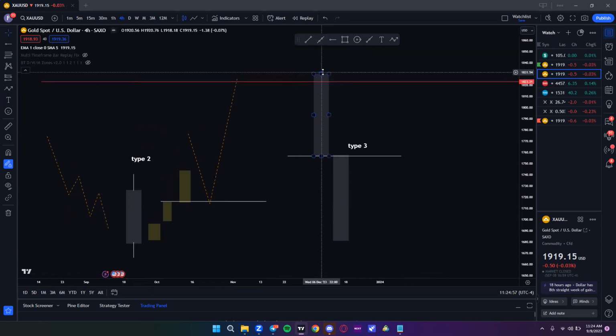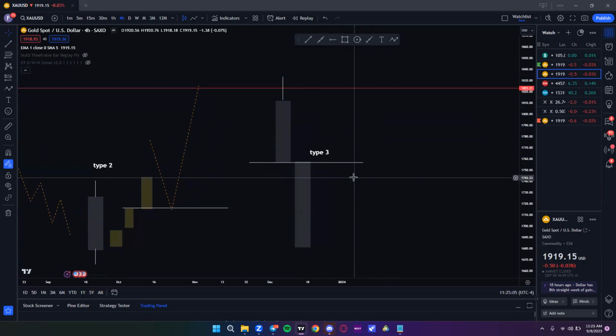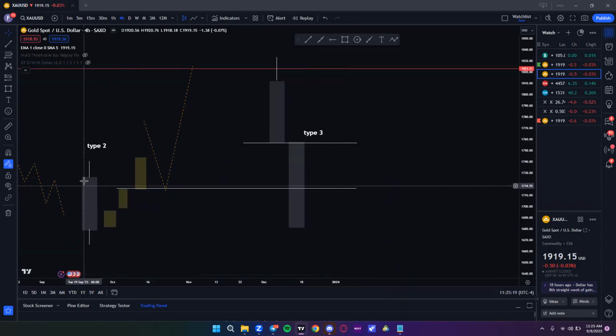And let's just say, for example, it is rejecting this decision level, and upon the rejection, it closes below the level, and then it creates this. What you see is it's breaking out from this decision level. So then price would now turn into your bearish mode.